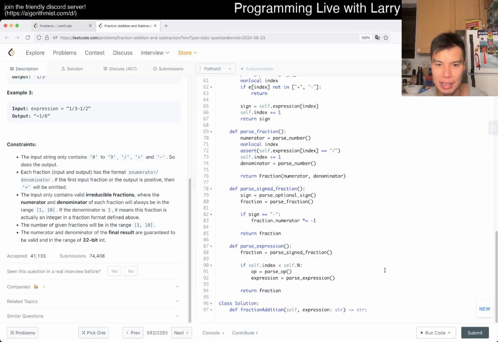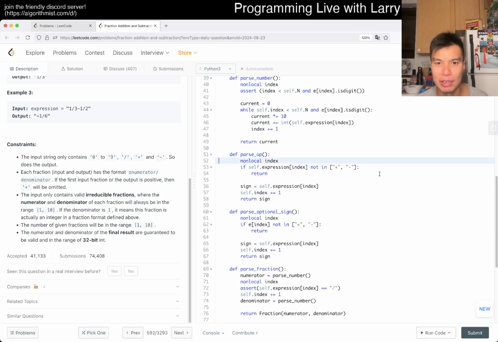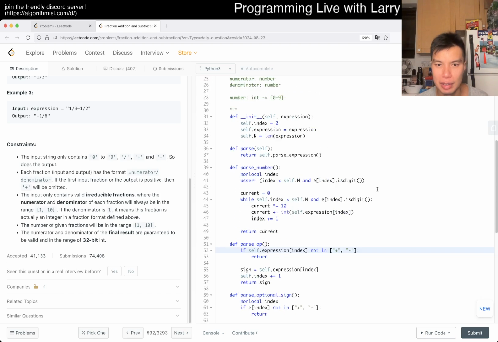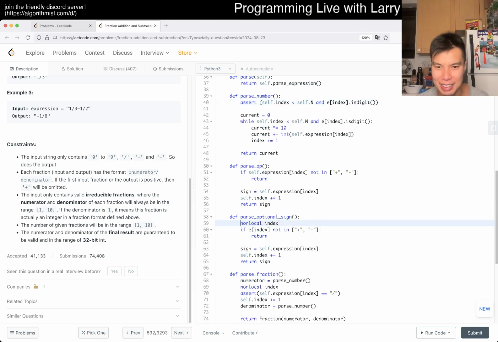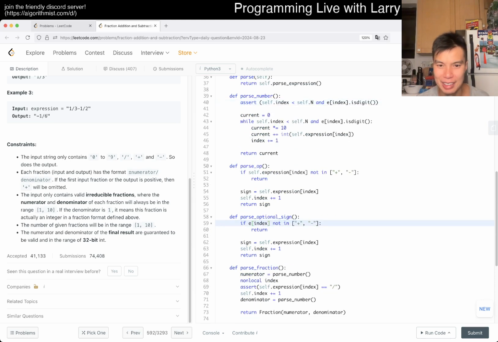Oh, non-local index. It's not in. I don't have to do non-local index anymore because it is self.index, which also is kind of cleaner. Maybe, I don't know. I'm missing it in a few places anyway.